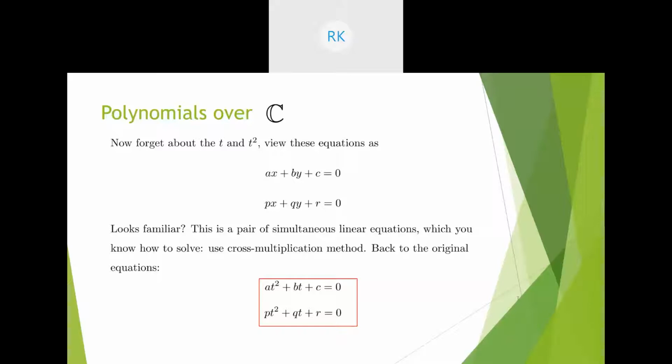So now from these three equations, what can you conclude? I mean, this is a lot of information for you. What can you conclude from these three equations about the two original quadratic equations, AT square plus BT plus C equal to 0 and PT square plus QT plus R equal to 0? What do you conclude?